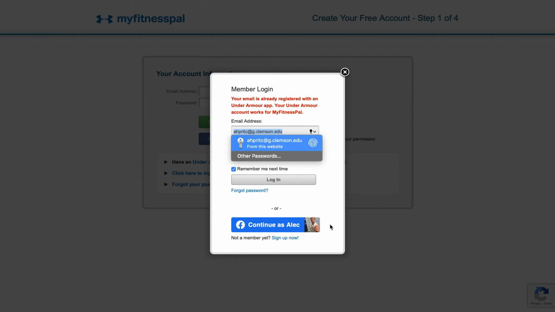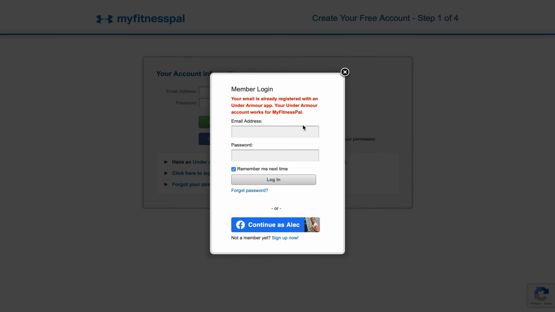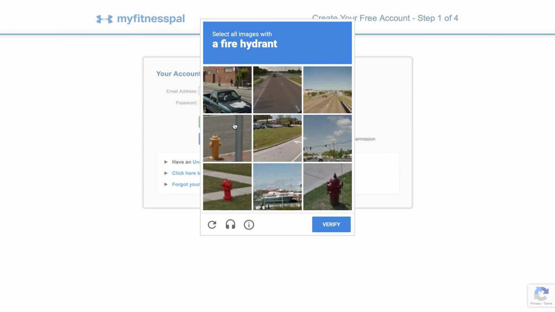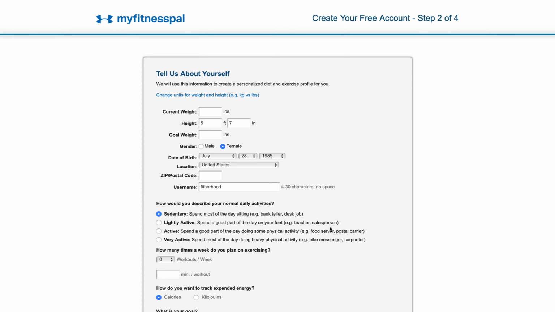Okay, so that email's already logged in with somebody, so let me try. I'll just continue on as if I'm using my Facebook profile. So we'll continue as Alec, the one and only. Oh man, that one is affiliated with somebody too. Okay, so I will now try it with the Fitberhood email that I use. Okay, so now find all the fire hydrants, yellow, red. All right, cool. Hey, all right, now we're in the money.